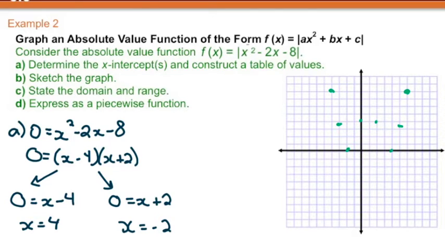Keeping in mind what this graph was before we applied the absolute value, it was a parabola. So this graph will not be connected with straight lines, it'll be connected with curved lines. So the outsides, just like a normal parabola. The inside piece is just like a normal but upside down parabola. So there's our graph.